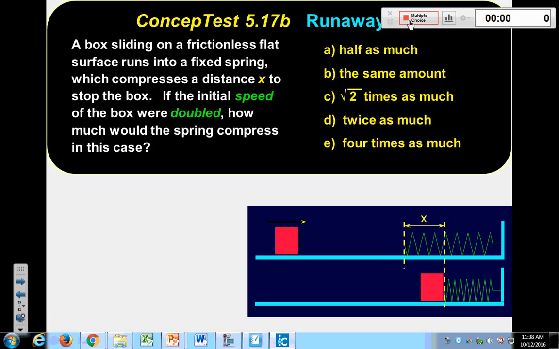The box is sliding on a frictionless flat surface, runs into a fixed spring, compresses a distance x to stop the box. If you double the initial speed, how much will the spring compress in this case? So I make it go twice as fast. By how much more is it going to compress the spring? By what factor?